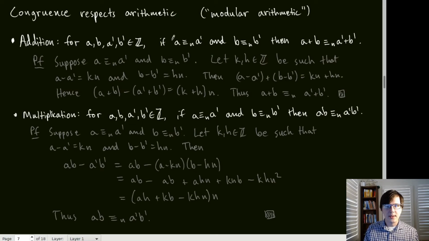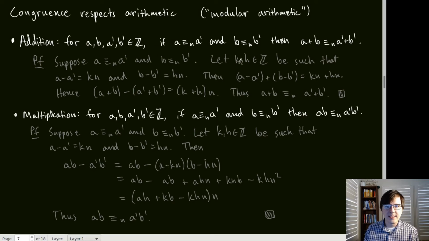Let's say that we have four integers, a, b, a prime, and b prime, where a is congruent to a prime and b is congruent to b prime, all mod n. Then a plus b is congruent to a prime plus b prime mod n. That is what we want to show. So let's suppose that the two congruences hold, and then we want to show that the conclusion congruence holds.